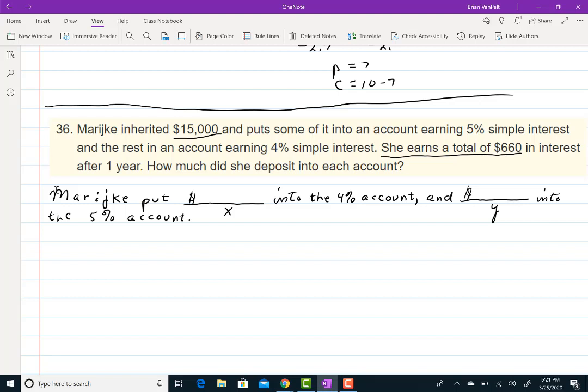So what we have is, first, she earns $660 in interest. So for the X dollars, we take the interest rate. Actually, what did I do here? X is the 4%. Oh, let me change it then. So 4% times X plus 5% times Y. This is the total amount of interest that was earned, is 660. So you take the amount times the interest. We're talking about 1 year, so we don't have to get involved with that interest formula. Secondly, she inherited $15,000, so we know that X plus Y equals 15,000.